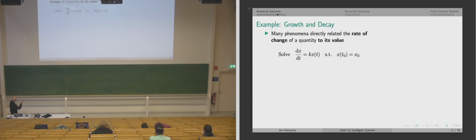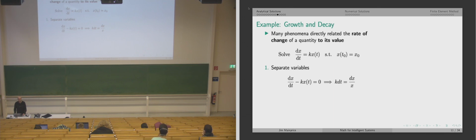Yeah. So it's the phenomenon that directly relates the rate of change of a quantity to its value. Okay, so that happens a lot in many different instances. So it's growth and decay, and of course, the growth and decay will depend on k.